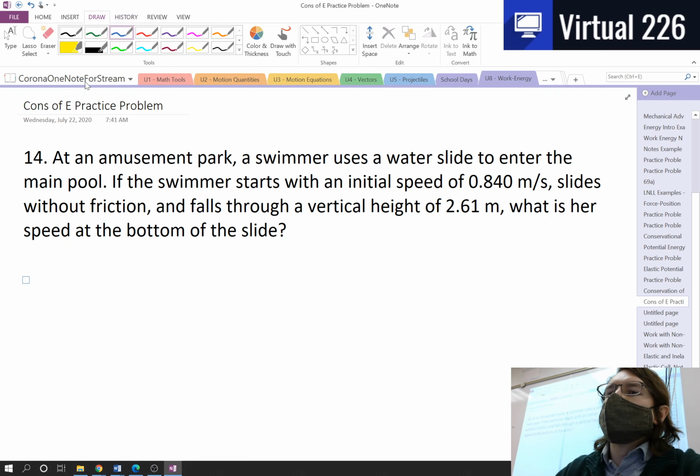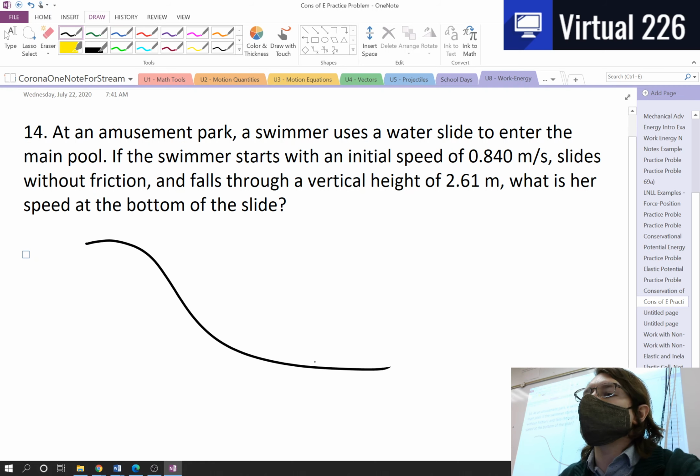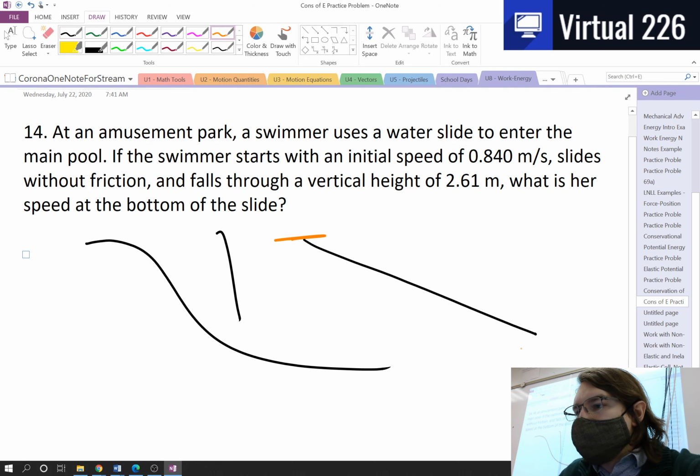So let's draw ourselves a little picture here, and then see if we can work this out. So here's our slide, and it really doesn't matter the shape of the slide at all. It doesn't matter if this slide is long. It doesn't matter if the slide is straight down. The only thing that matters is that from the top to the bottom of the slide, that vertical distance in every case is 2.61 meters.